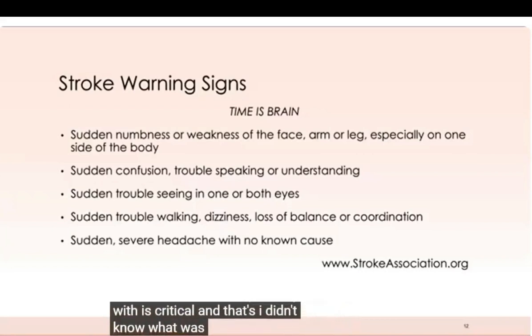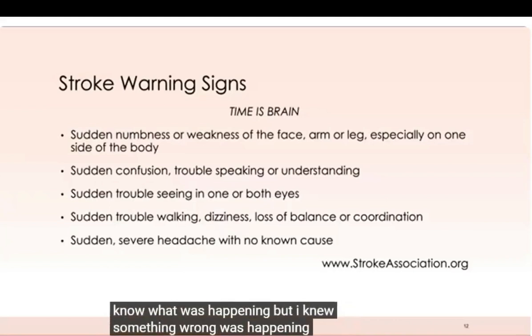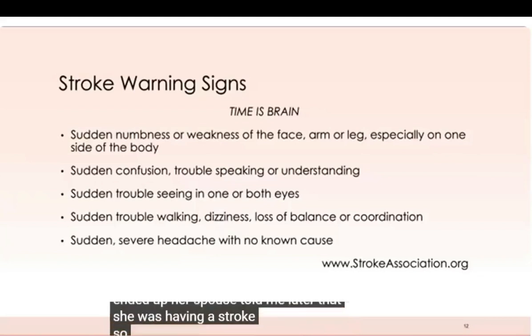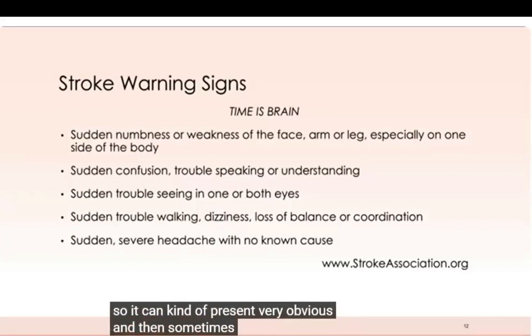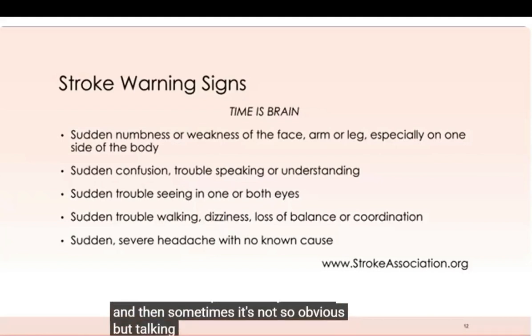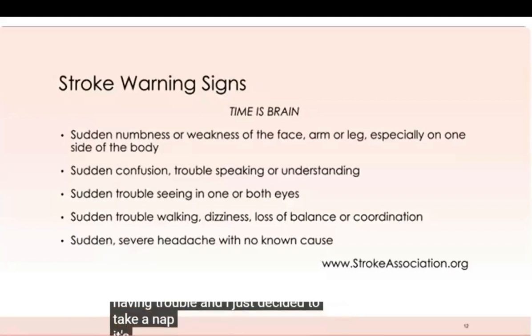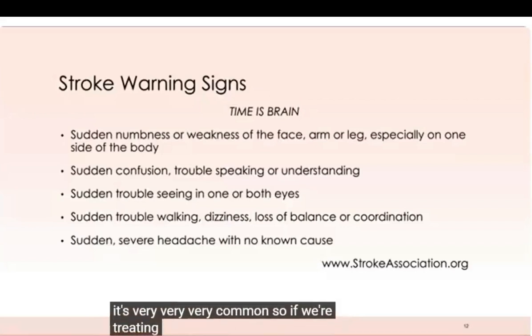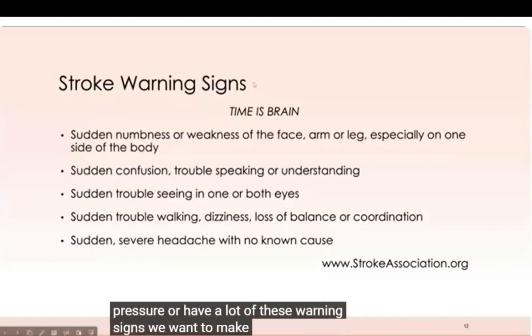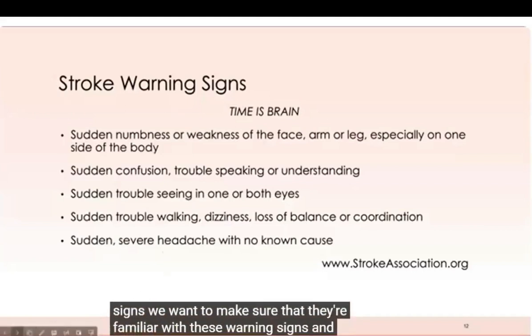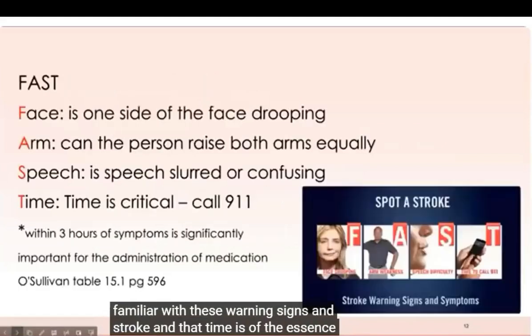And I didn't know what was happening, but I knew something wrong was happening. And it ended up, her spouse called me later that she was having a stroke. It can present very obvious, and then sometimes it's not so obvious. But talking to our patients, a lot of times you hear patients say, yeah, I was having trouble and I just decided to take a nap. It's very common. So if we're treating individuals that we know have uncontrolled high blood pressure or have a lot of these warning signs, we want to make sure that they're familiar with these warning signs of stroke and that time is of the essence.